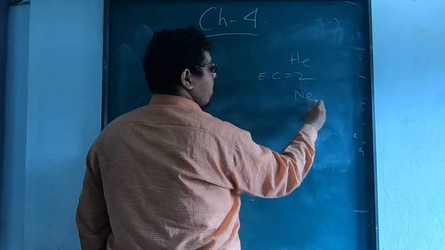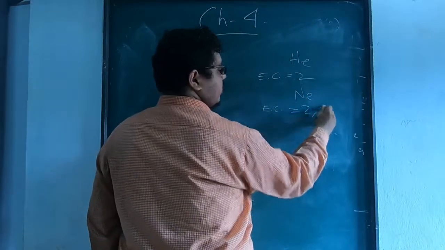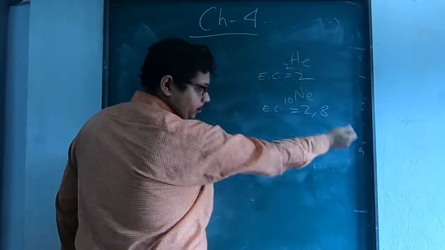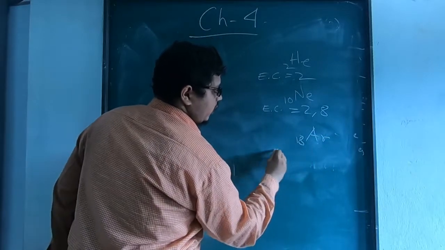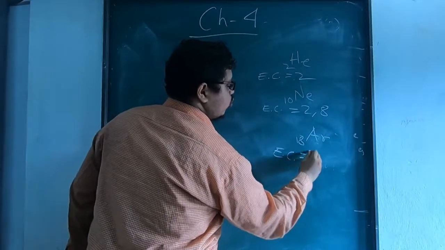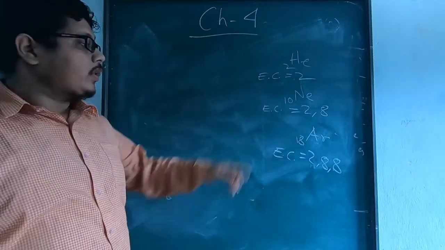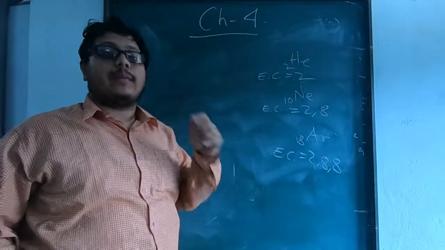Neon is having 2,8, because they have a total atomic number of 10. And argon is having how much? The atomic number is 18. So what is the electronic configuration? 2,8,8. Okay? So everybody wants to be like them. Whoever is the nearest to them wants to be like them. So let's see.